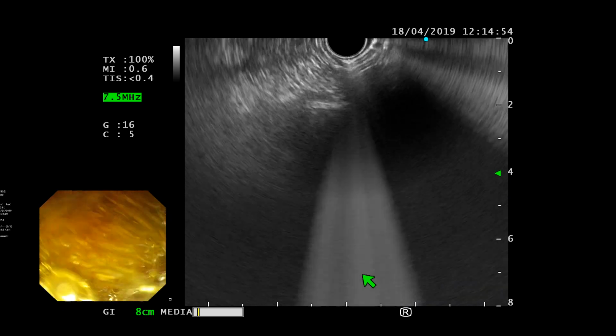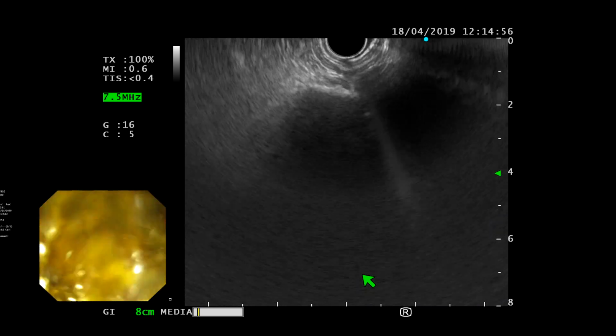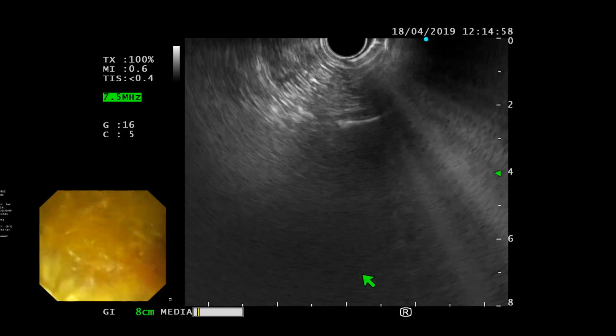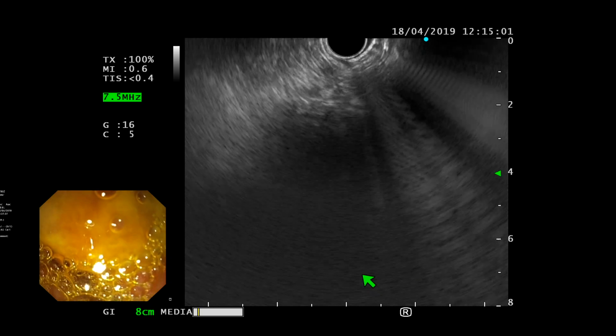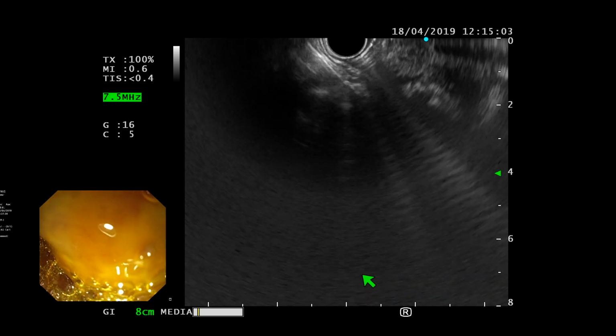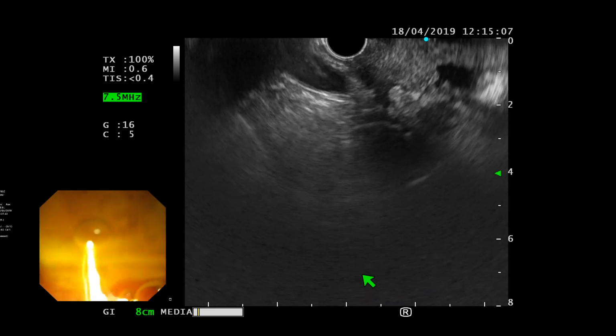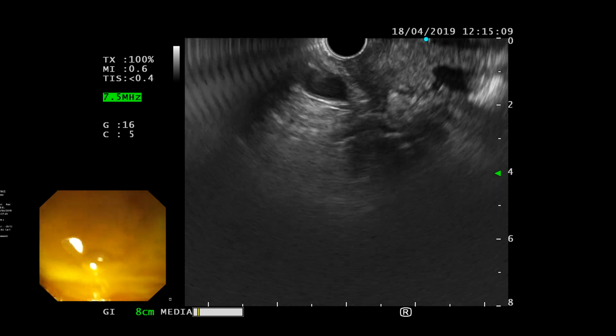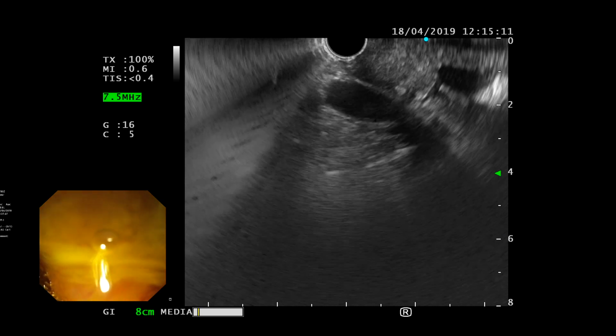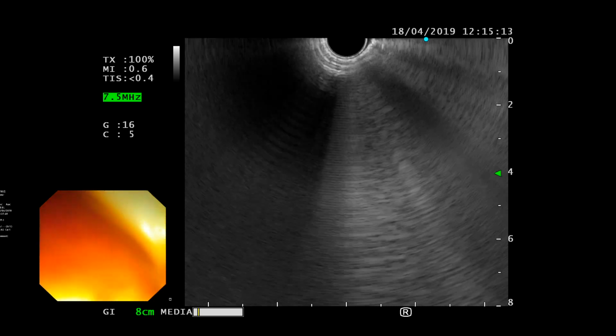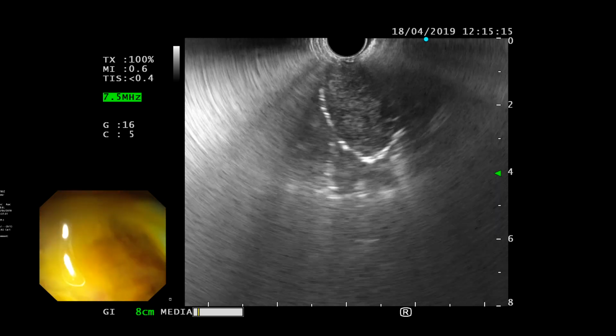Okay, so you see the mass, right? Endoscopically, there's the mass lesion. We can put the probe against it a bit just to show, but I don't necessarily feel it's right for us to go too deep and irritate it. But there is the mass lesion. Clearly, it's invading the duodenal wall.